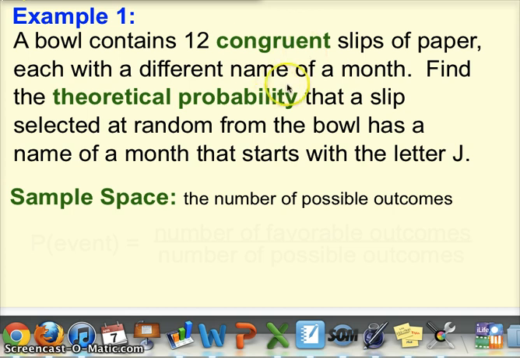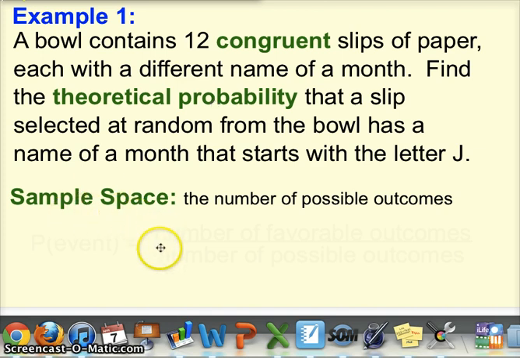So the first couple of words that jump out at me are congruent and theoretical probability. When I see the word congruent, this just means that each slip of paper in the bowl has the same shape and exactly the same size. This means that pulling each slip of paper has an equally likely chance of occurring. The second thing is that I see the words theoretical probability. This means that I want to find out what should happen in theory without doing the experiment.